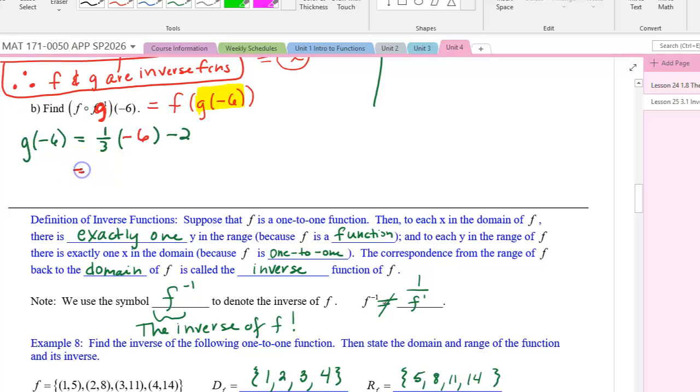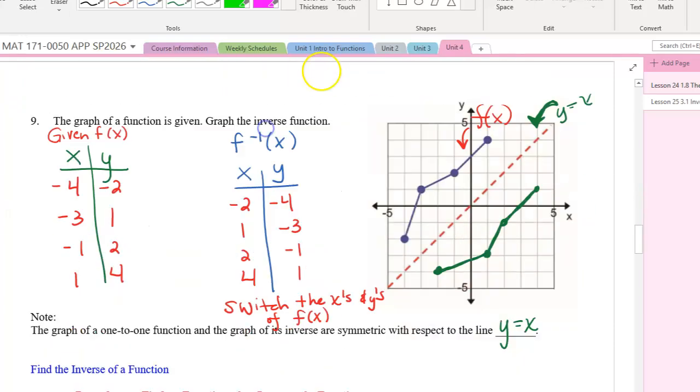And so that's going to give me, well, 1/3 times -6 is -2. -6 divided by 3 is -2. And -2 minus 2 is -4. What I want to do next, then, is plug -4 into f. So since g of -6 is equal to -4, now I can find this by finding f of -4.